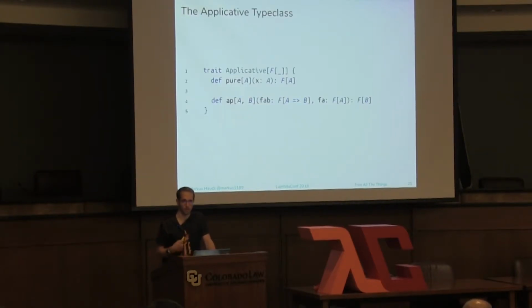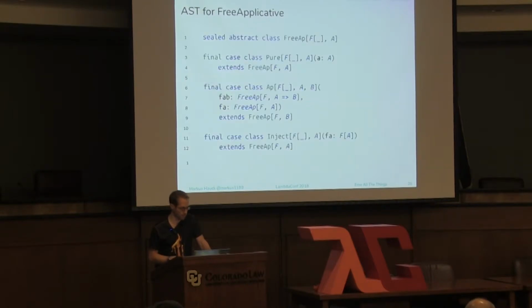Okay, so the applicative type class is shown here again. I again included the pure method, and we also have this method called app, which given a function that is already wrapped in some higher kind of type constructor, and the value that it can be applied to, just applies the function and gives the value back. Okay, so we define our AST. We have the pure node again. We have a node called app, which takes the arguments of the method, and we have the inject node.